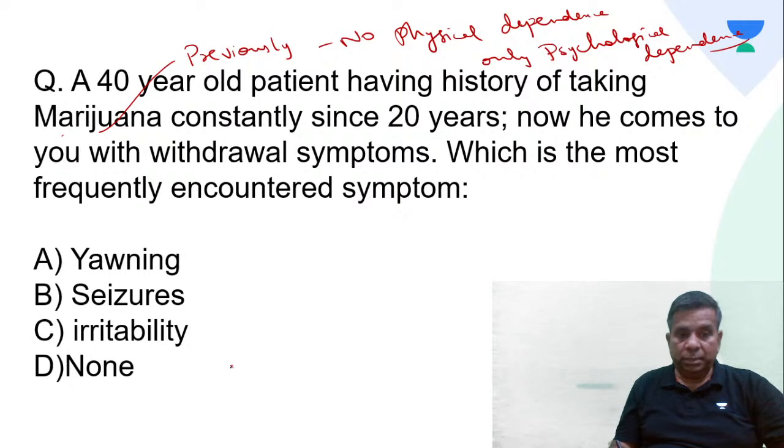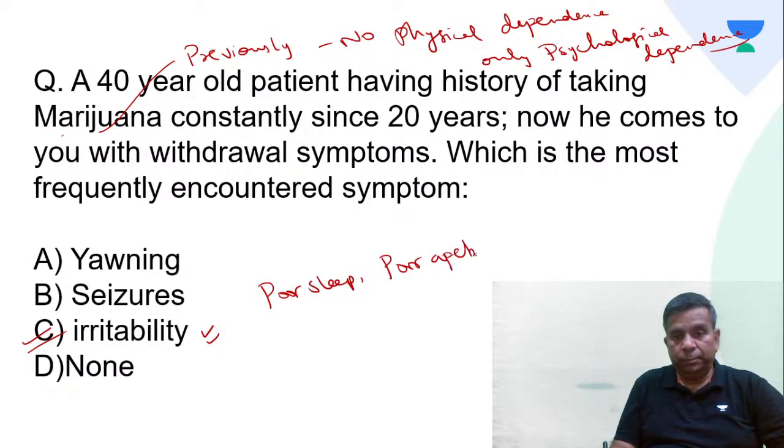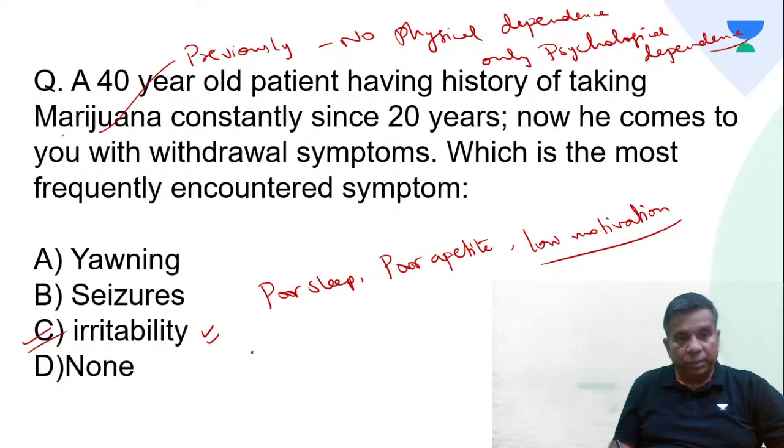physical symptoms, and irritability is the most common. Poor sleep, poor appetite, irritability, yawning can be there, and low motivation. They are all the side effects of the withdrawal effect of marijuana. Okay.